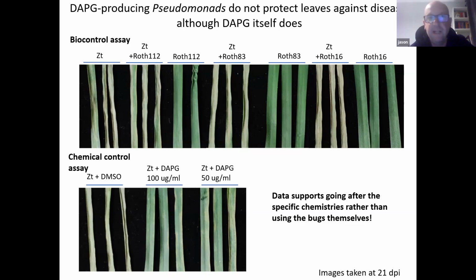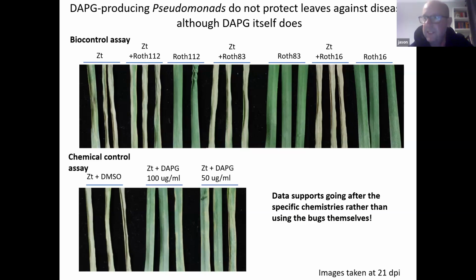In summary, in the biocontrol assay, so actually putting the bacteria on the wheat leaf with the fungus, these bacteria that produce the DAPG were unable to control the fungus. So they were obviously not resilient to the leaf environment, not producing DAPG or whatever. We don't quite know why yet, but it doesn't work. Whereas the chemical control using DAPG itself was giving us a dose response relationship for protecting leaves against Zymo.